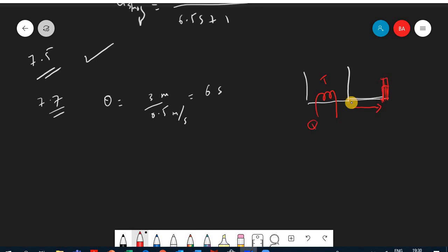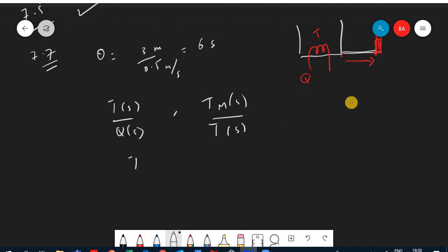So if you change Q, T is changing. So there's a relationship between T and Q. And we also have another relationship between T and Tm. So when T changes, Tm changes, but it takes some time. Now for Tm over T, it is equal to K over tau s plus 1.